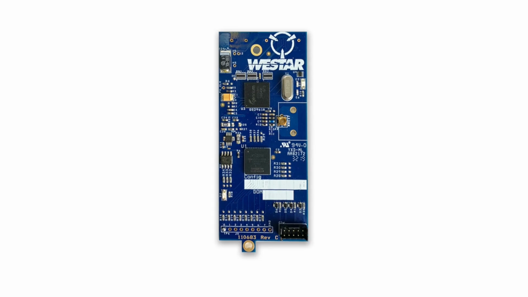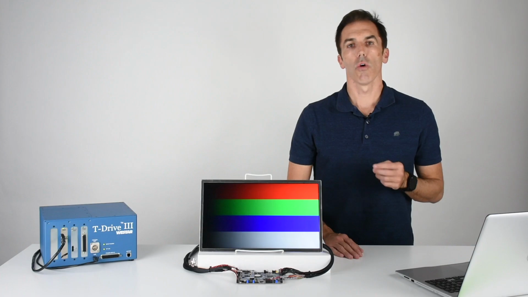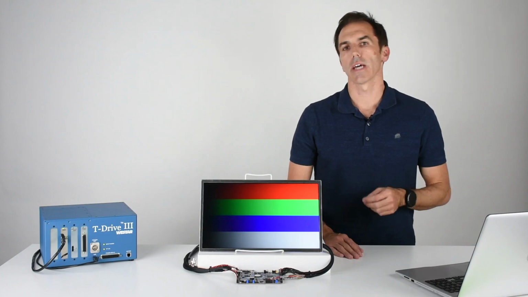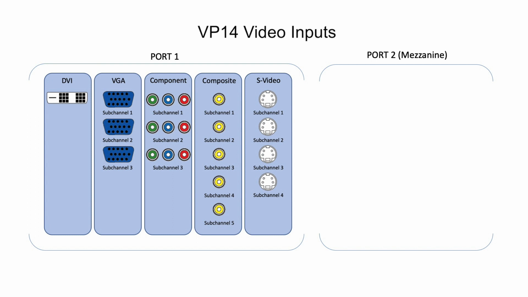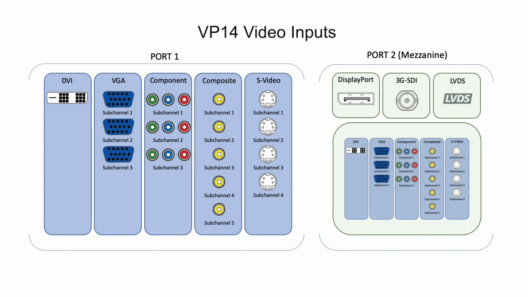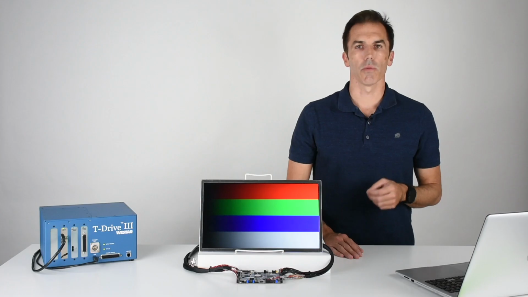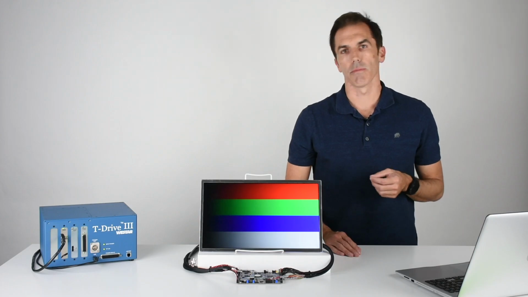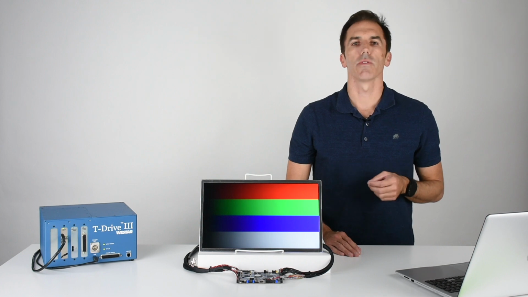Port 2 supports optional mezzanine boards if you need to process and display 2 video feeds simultaneously, or if you need access to additional input types. We offer input mezzanines that support DisplayPort, 3G SDI, LVDS, or you can have an additional multi-standard decoder with the same connections as available on port 1. These are our most popular input mezzanines, but we have others for specialty applications, and we continue to design more. So just let us know if you don't see what you're looking for.